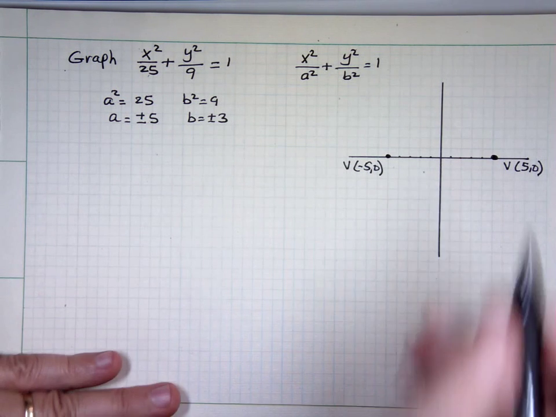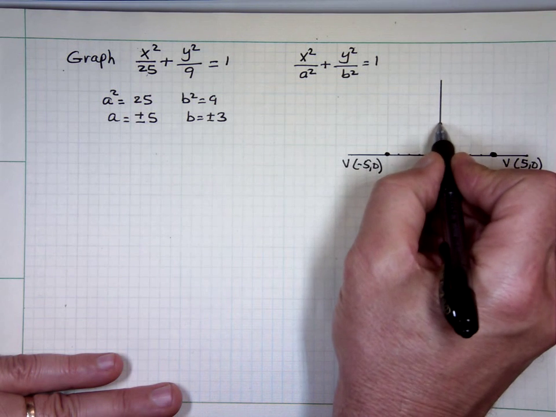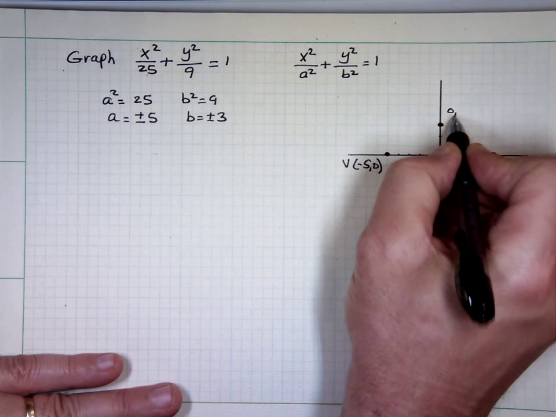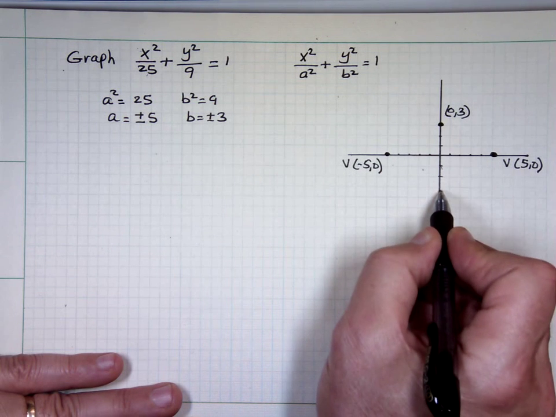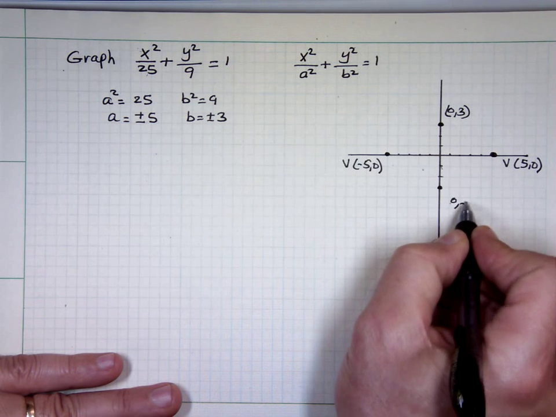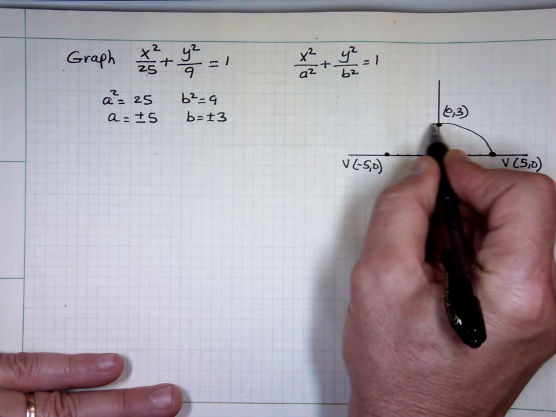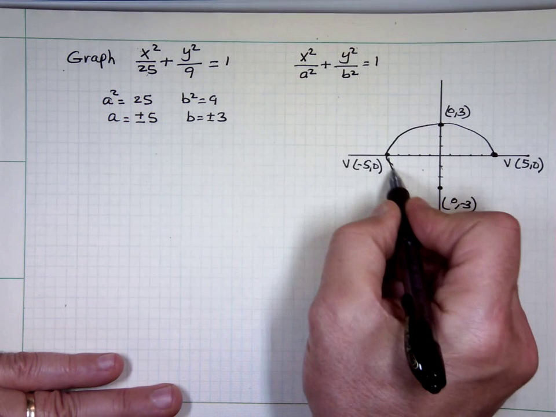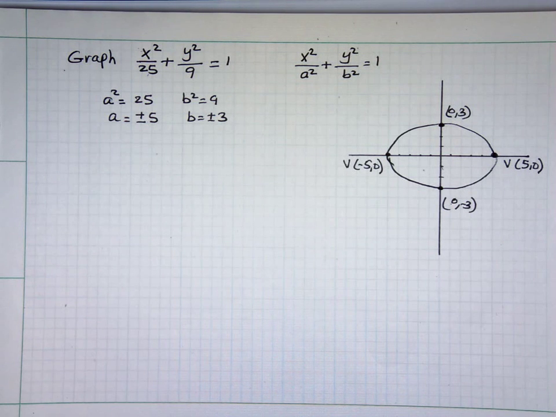Along the y-axis, we're going to have what? 3. 1, 2, 3, and down 1, 2, 3. And if I can get my line to go through the 4 points, I did a good job. Here we go. That's my ellipse.